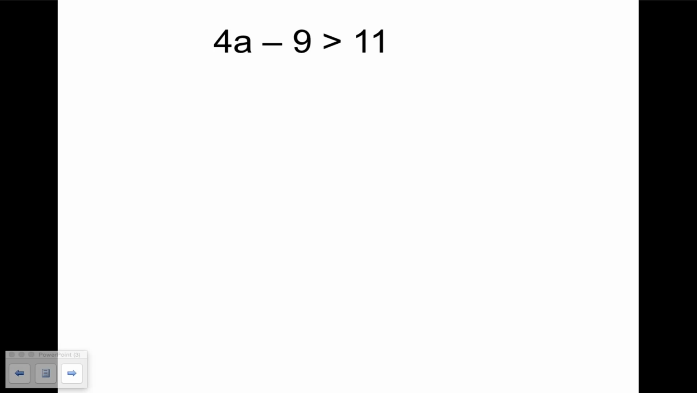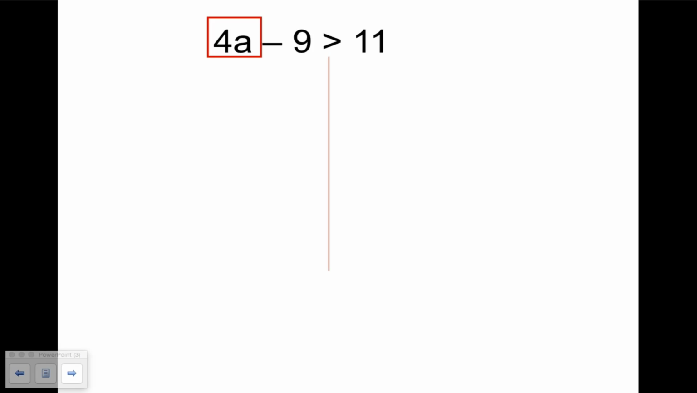Here's our first example. 4a minus 9 is greater than 11. Let's begin by drawing the line of inequality, which separates the two sides so that everything on the left is greater than the right. And then let's put a box around 4a. I like to put a box around the term with the variable. Our first step is to solve for the box, and then the second step is to isolate the variable.